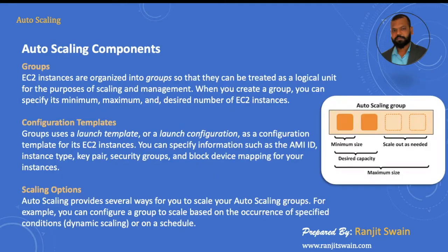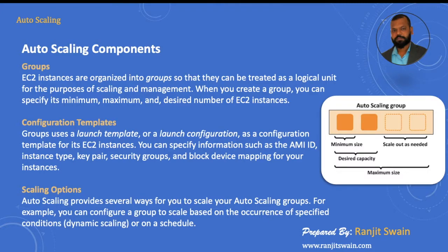Okay, so there are various autoscaling components. These components are the groups. One is the group. EC2 instances are organized into groups so that they can be treated as a logical unit for the purposes of scaling and management. When you create a group, you can specify its minimum, maximum, and desired number of EC2 instances you require. So it's actually a configuration you have to set up.